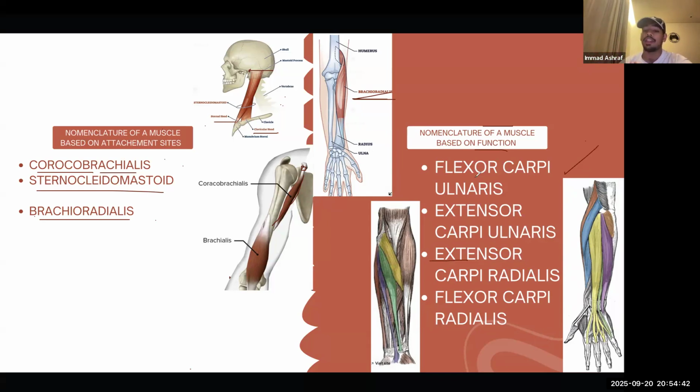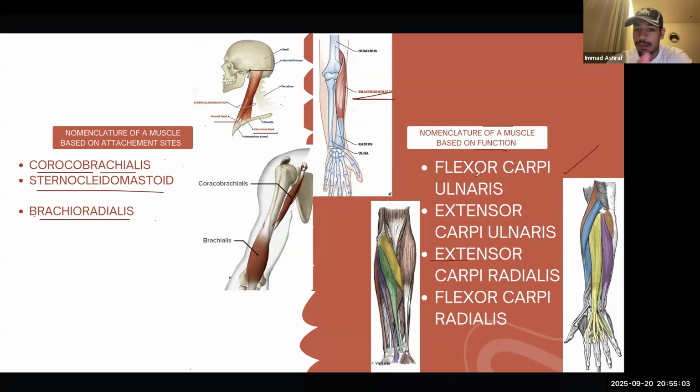All right. And then you have extensor carpi radialis, which helps you extend some of the fingers on the lateral side of your body. You don't need to remember what it does. I'm just explaining to you that the muscle is named based on the job it does. So if the muscle extends, it's called an extensor. If the muscle flexes, it's called a flexor.